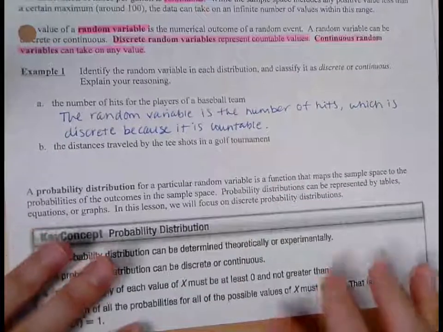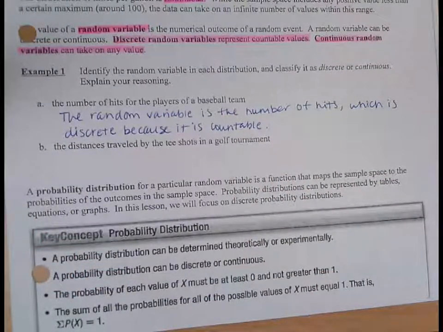You could count the number of hits each player has, and you're not saying, you know, they could have 2.5 hits or 1 3/4 of a hit. It would either be 1 hit, 2 hits, 3 hits, and so on.